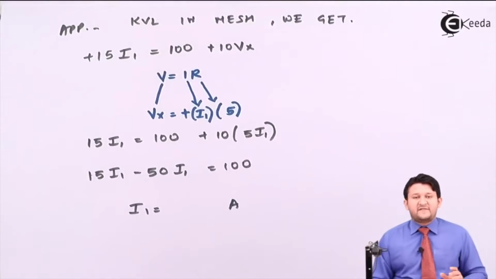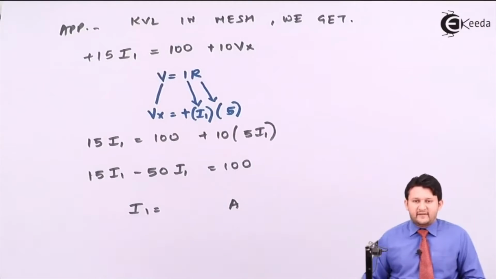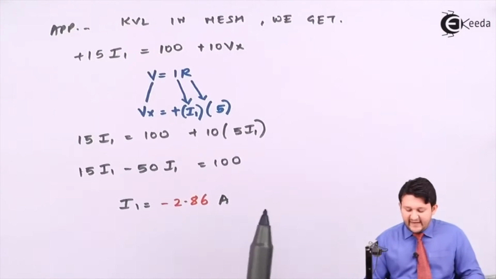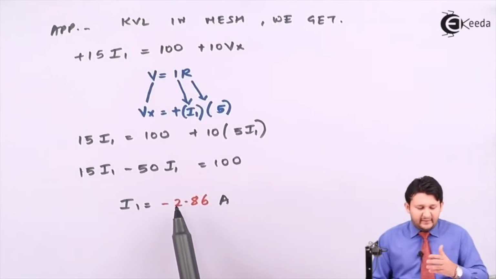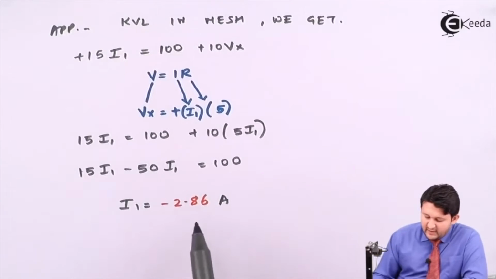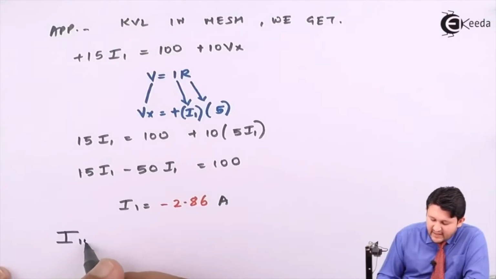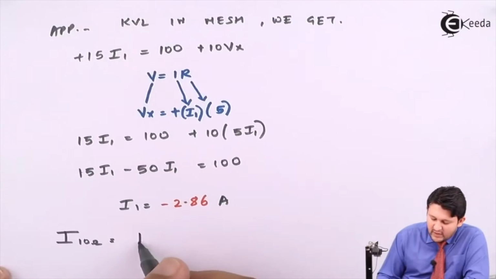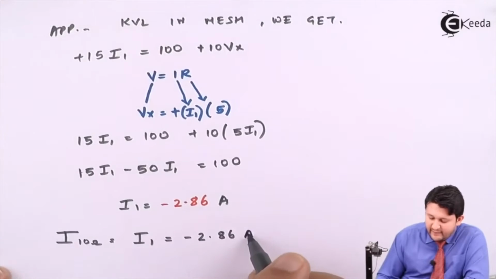Now using a scientific calculator, you'll be calculating the value of I1. So after using a scientific calculator, you got the value for I1. So that's not your final answer. Ultimately in this question, it was asked to find the current across 10 ohms. So in the first case, you can write the current across 10 ohms is equal to the current I1, equal to the value of minus 2.86 amperes.